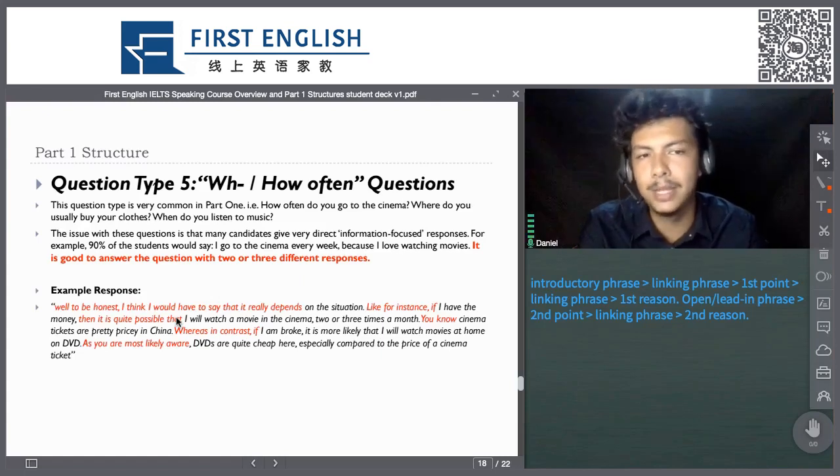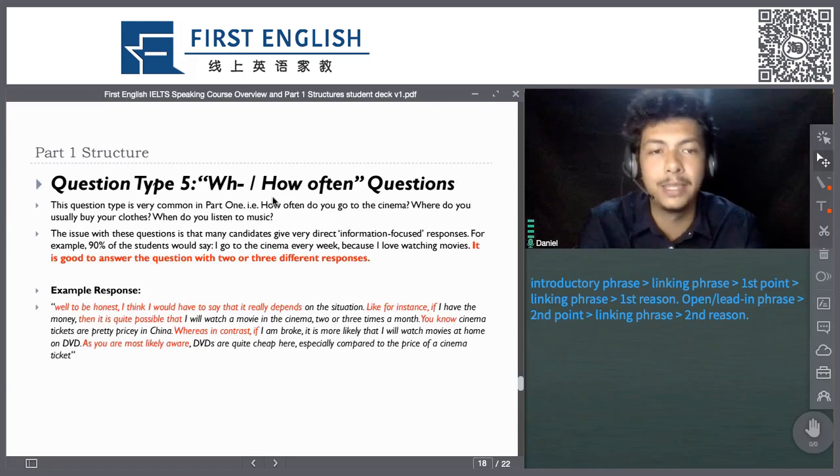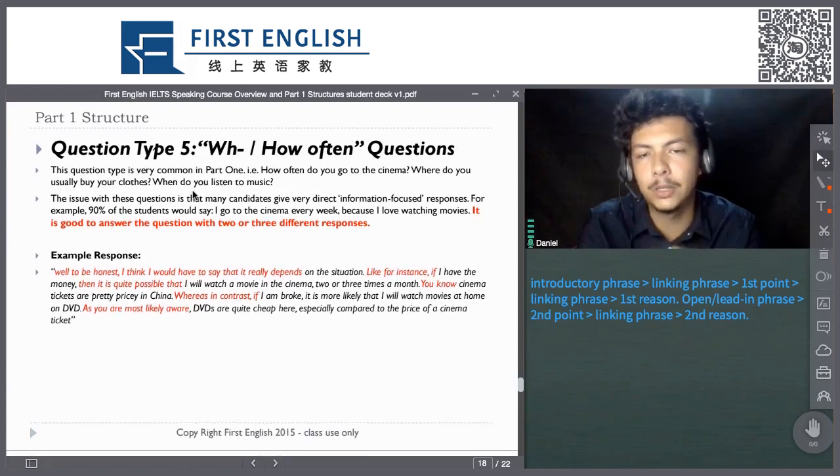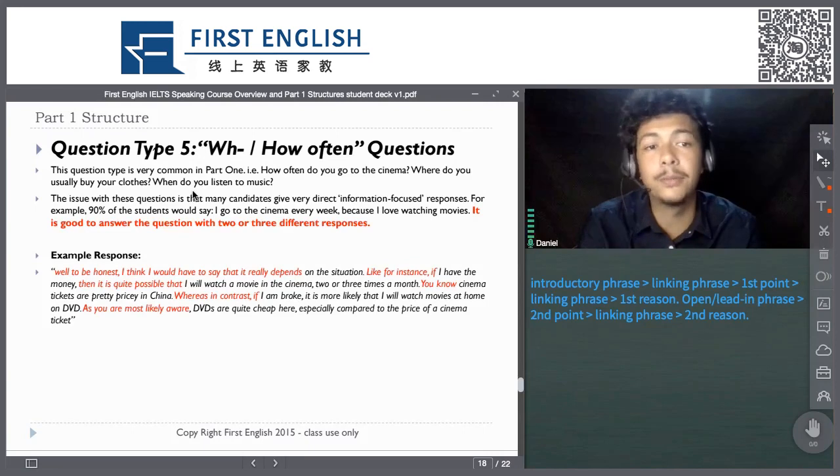For example, 90% of candidates taking the exam might say something like, I go to the cinemas every week because I love watching movies. And that, again, in and of itself answers the question, but I'm sure you at this point following along could say that that answer is too direct, too short, lacks linking phrases, lacks complexity, all that other good jazz that you need to include, right? So it's good to answer these styles of questions with 2 or 3 different responses. Or what I mean by that is describing 2 or 3 different scenarios or situations which answer the question overall.